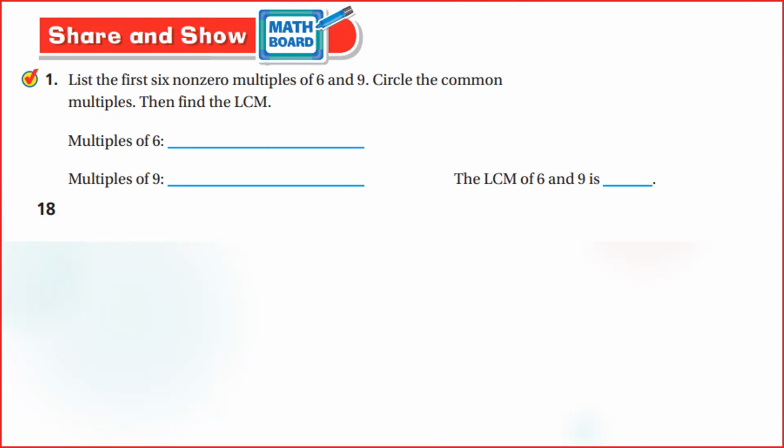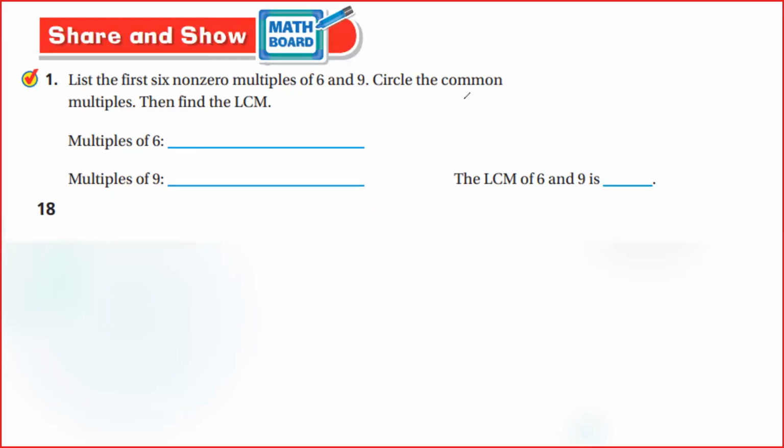Okay, now, here, what do we have? You have to write or to list the first 6 non-zero multiples of 6 and 9, and then circle the common multiples, then find the least common multiple. So in this question here, you have a 6 and 9, and you have to find the LCM for them. But they asked you now to use a way, which is you have to write all the multiples of these two numbers.